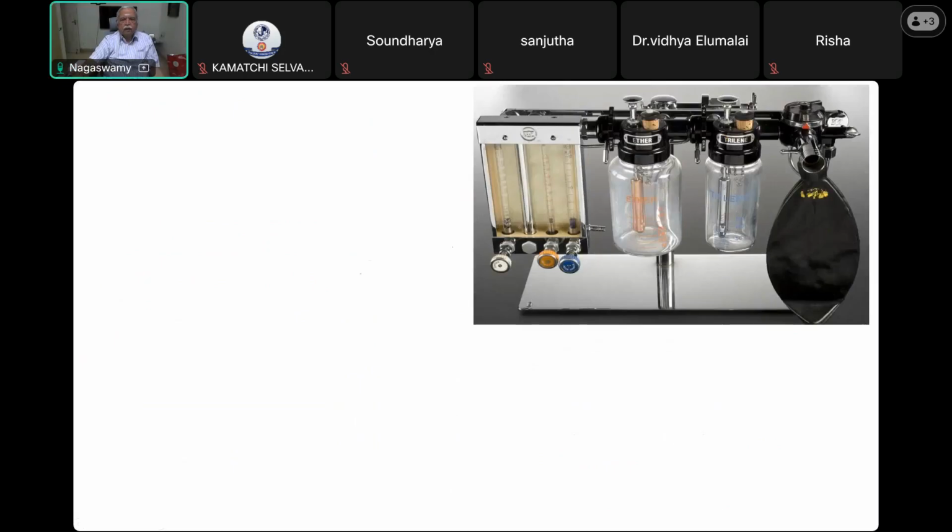This is again a very old machine. This is the back bar. What is seen here, from here to here, is the back bar. So what is the role of the back bar? What are all the things it is holding? Flow meter, vaporizers, circuit selector, oxygen flush. All these things are there.